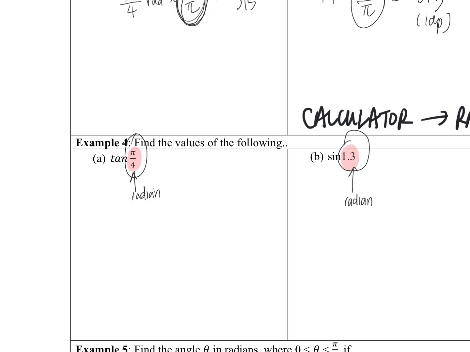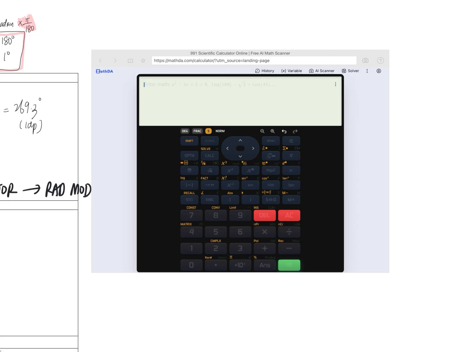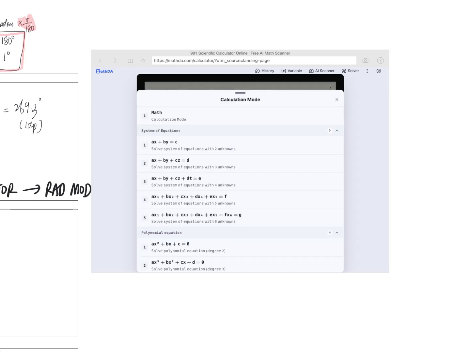To show you how to change to radian mode, you are expected to press shift, followed by setup. Where is your setup button? Mine is different, but never mind.